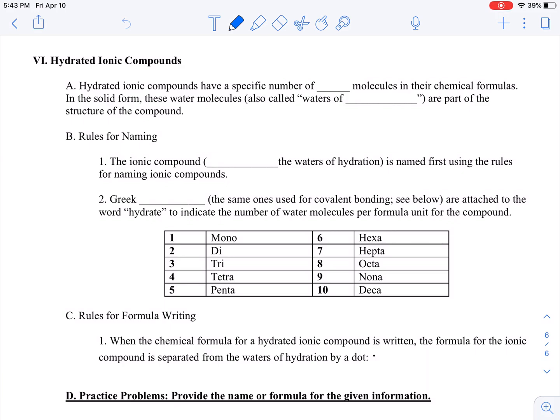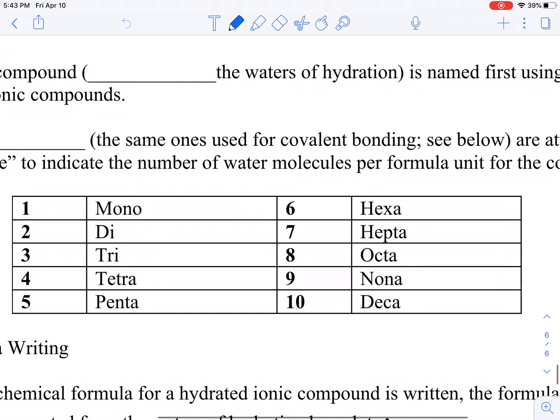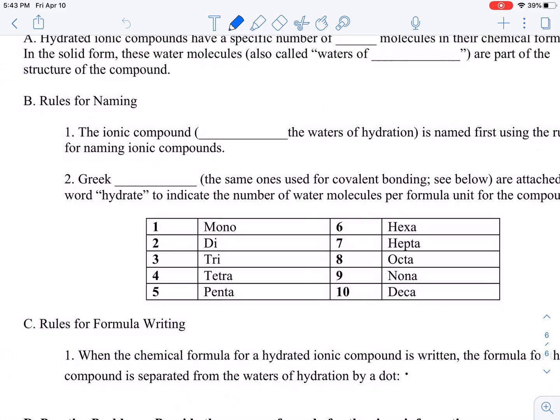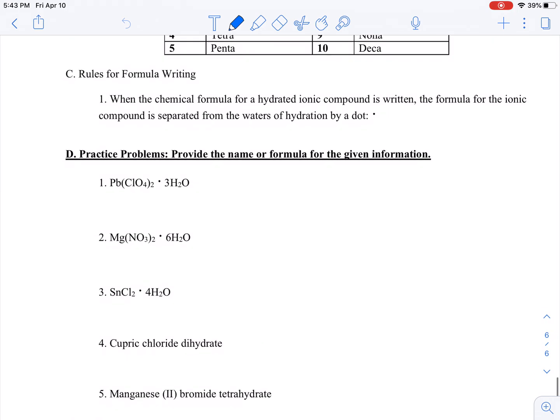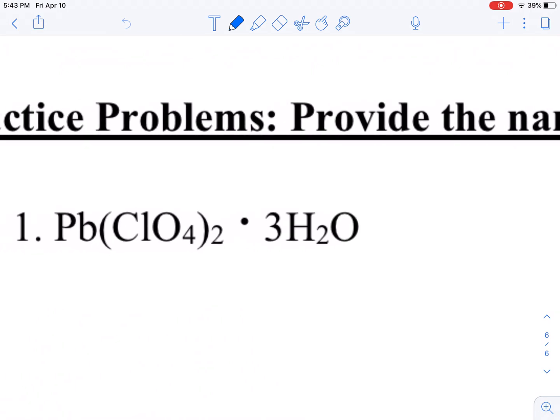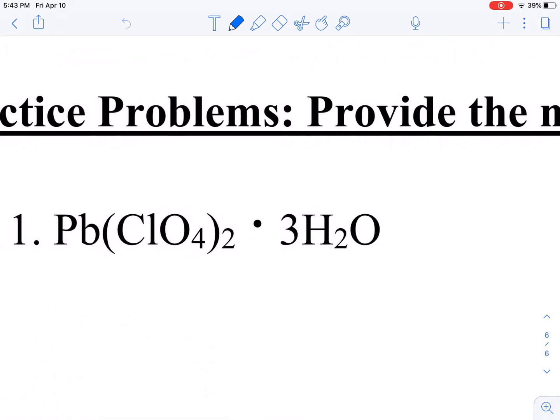So how do we name them? Well, when we name them, we simply write out the name of the ionic compound without anything to do with water, and then we add in the number of water molecules using our Greek prefixes that let us know the number of water molecules based on the prefix that we see. So for instance, let's dive in with this problem down here that has PbClO4, and you'll notice that to separate our water molecules from our ionic compound, the convention is to put a dot like this. So let's try naming this.